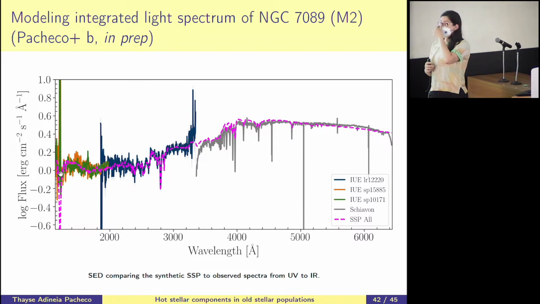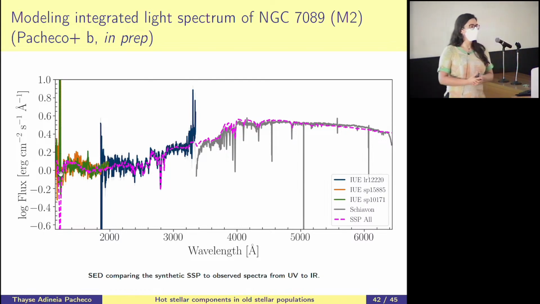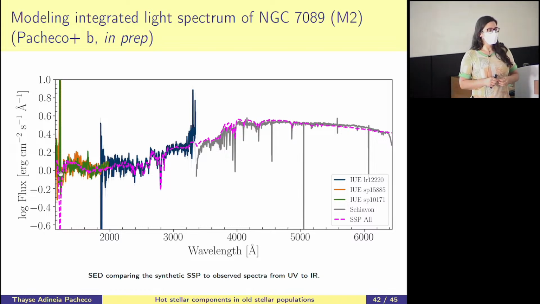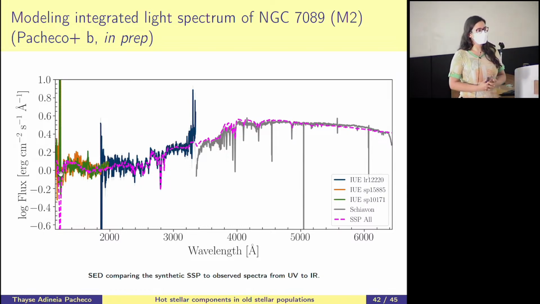Does somebody have another question or some comments? Is the fraction of extreme stars that you find in the globular cluster compatible with what we expect from stellar evolution? I think so. Yes. Okay.